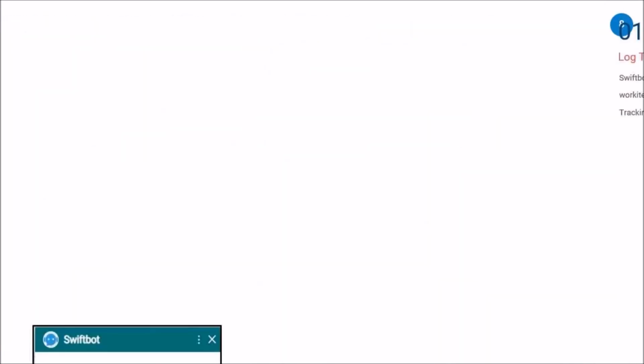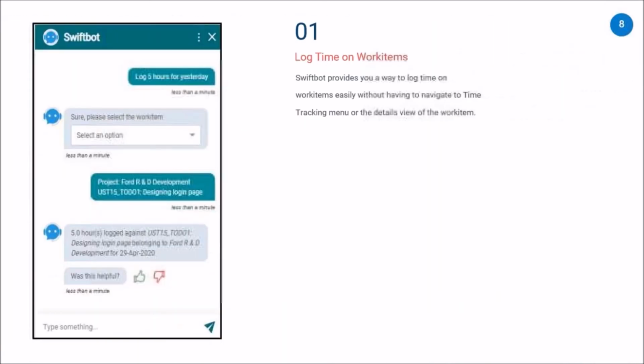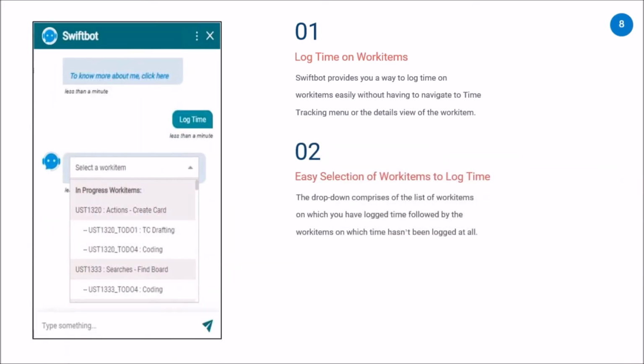And finally, we looked at the SwiftBot's ability to lock time. So you can simply lock time, and you can do it in a very conversational way, wherein you can say, lock 5 hours for yesterday, and you have the ability to go ahead and make a selection of a work item or a to-do with the context of the user story to which that to-do belongs.